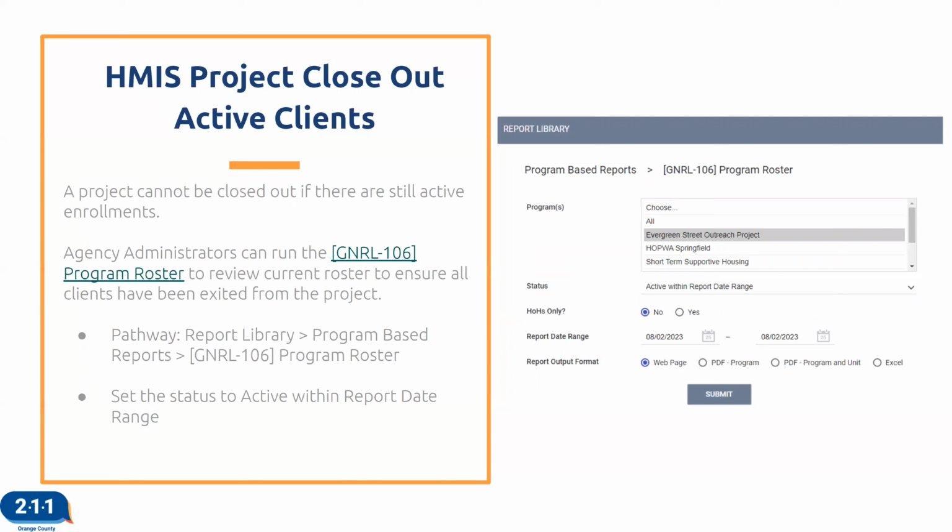How to get here will be through Pathway. You will go to the report library, program-based reports. You will select the GNRL 106 program roster. You will set the status to active within the report date range, which is shown here to the right.